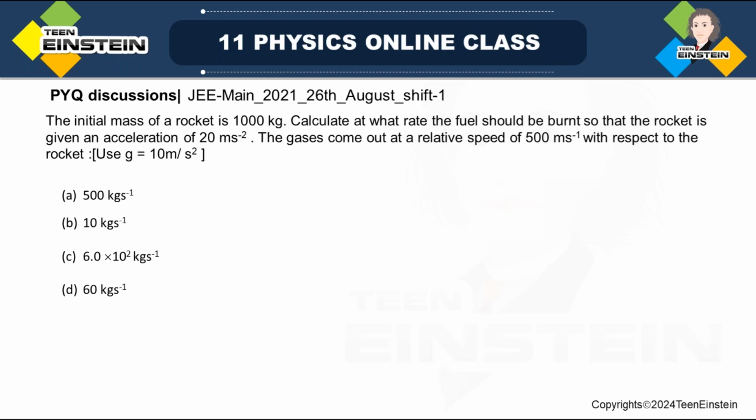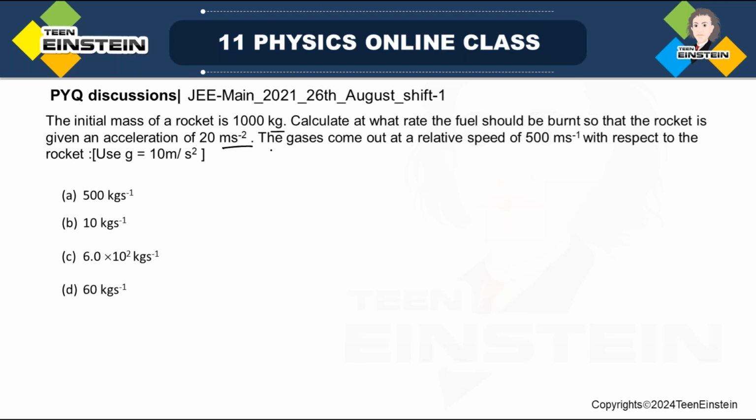Okay, so this problem says the initial mass of a rocket is 1000 kg. This is a problem from conservation of linear momentum. Calculate at what rate the fuel should be burnt so that the rocket is given an acceleration.